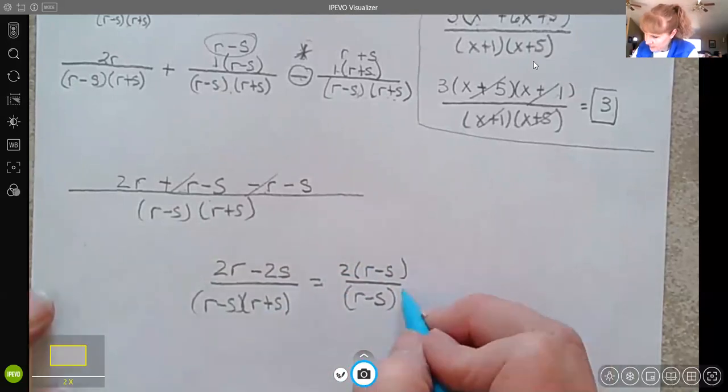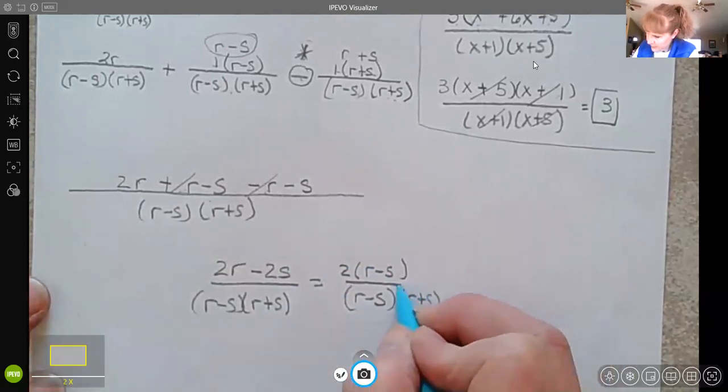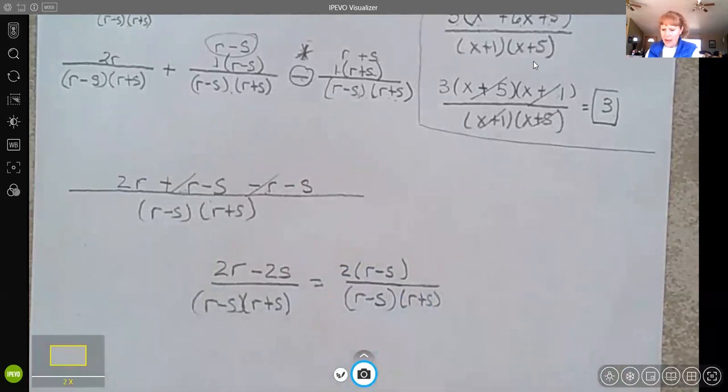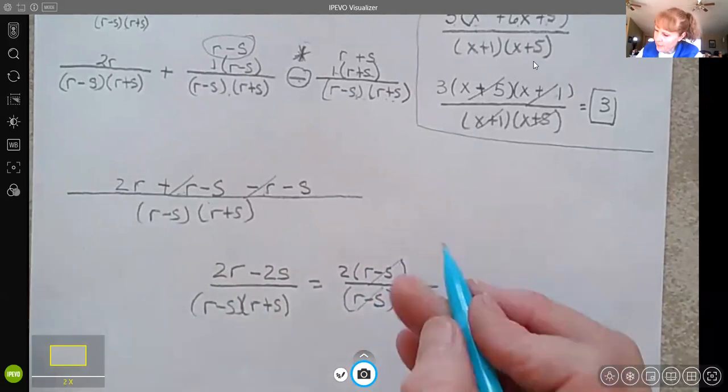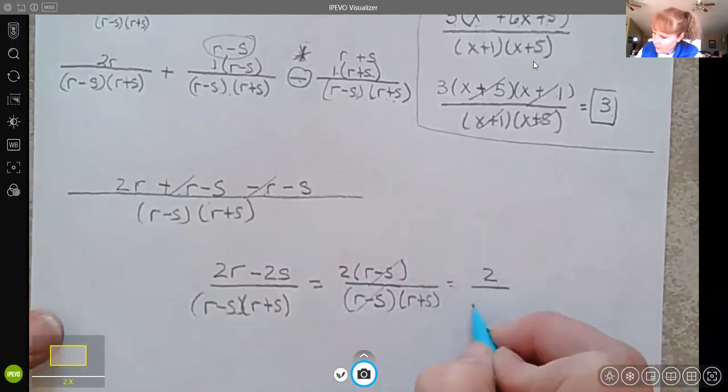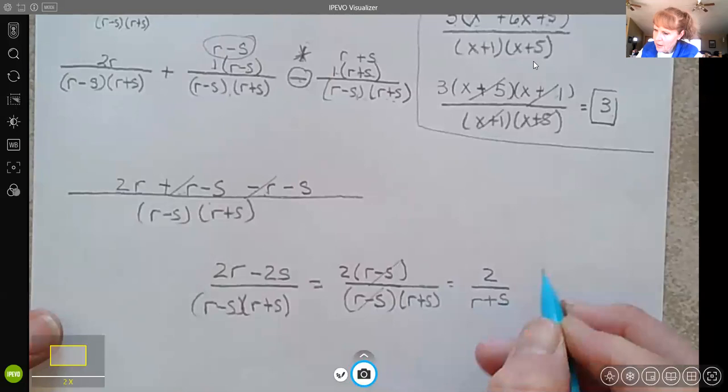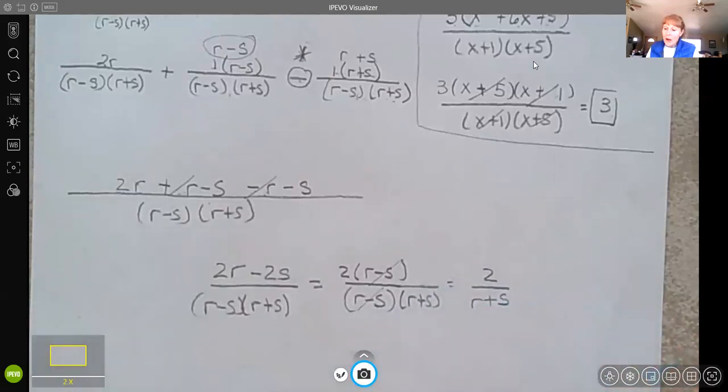R plus s. So we factor, we're back to our 7-4 section. These cancel. And so we end up with a 2 over r plus s. Okay, so that was the last one that I was going to go through for this section.